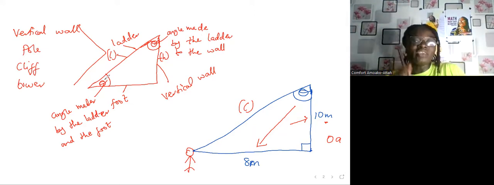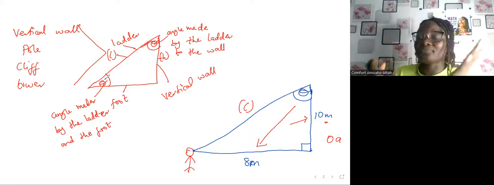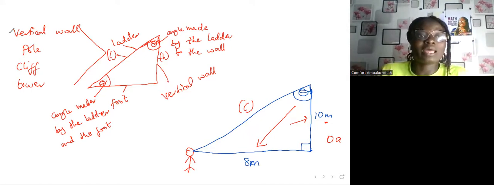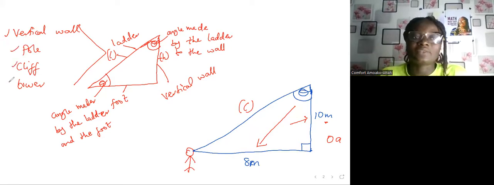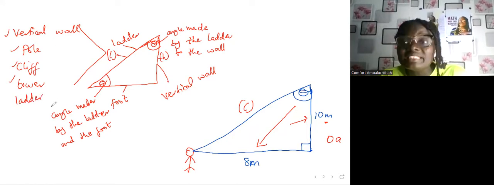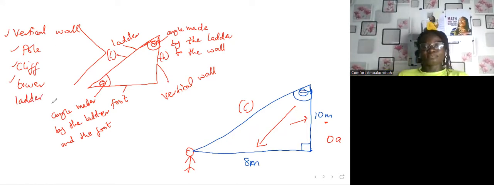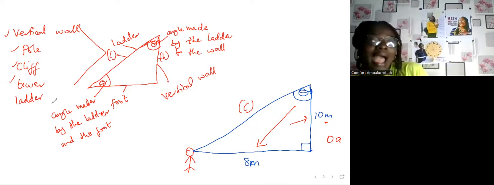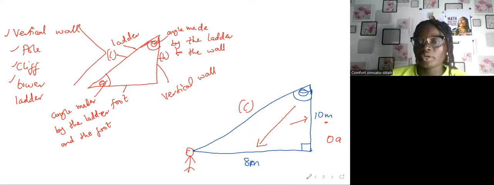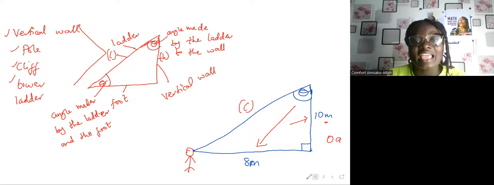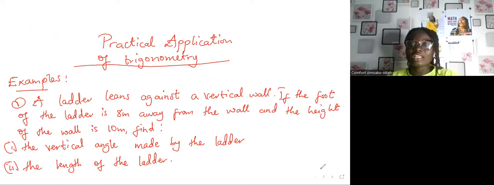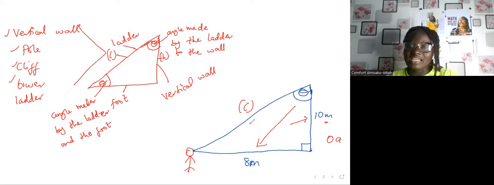Good. Knowing this, we can say a ladder, vertical wall. So a ladder can be used, vertical wall, pole, cliff, tower, and other things, okay? All these ones mean the same thing. Now, coming back to our question. What was the question? A ladder leans against a vertical wall. That is what we have over here. This is a ladder leaning against a vertical wall.